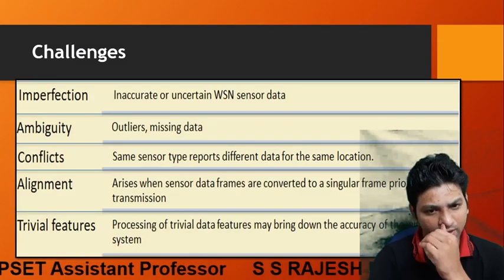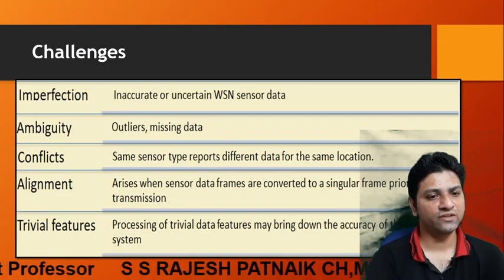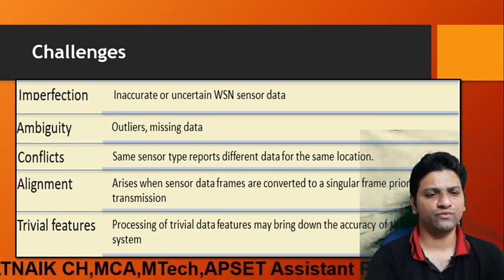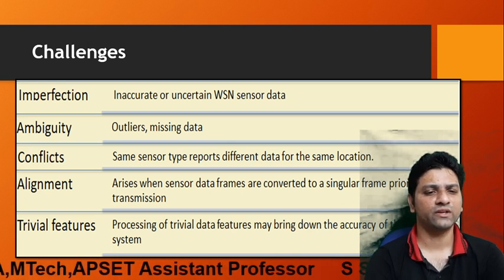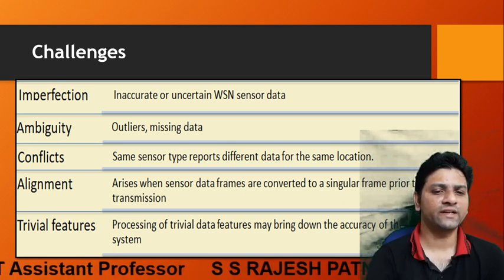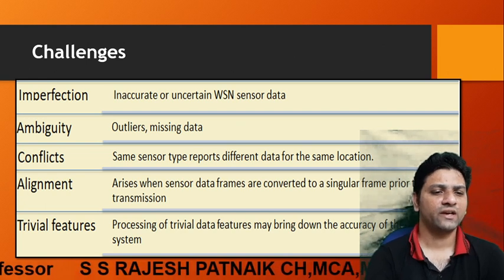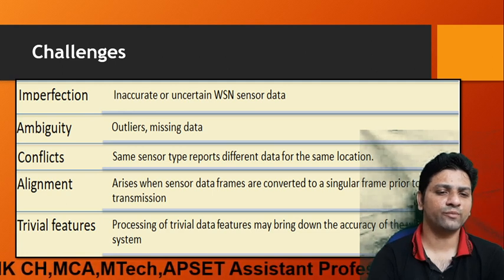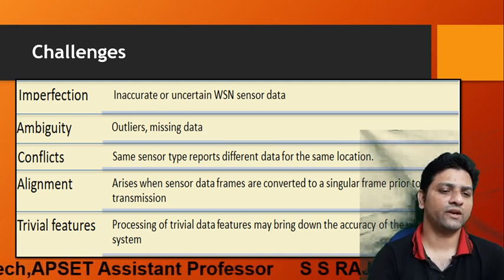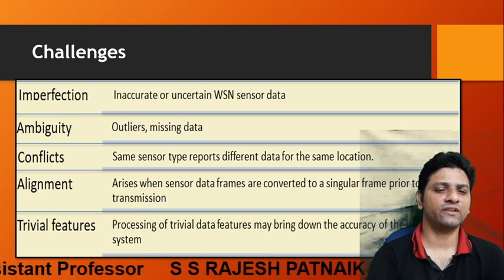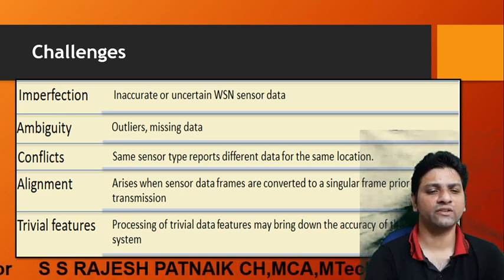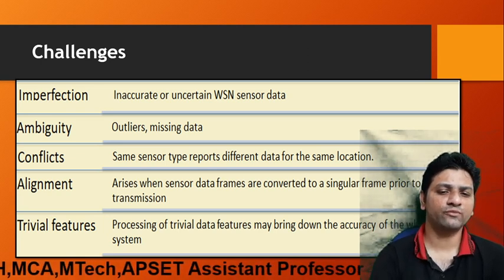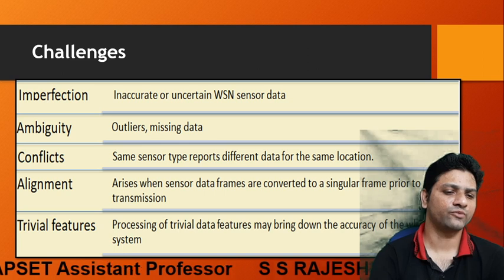And what are the challenges here in data fusion? Imperfection. That means sometimes, because lots of data is unwantedly stored, there is inaccuracy or uncertainty of WSN sensor data. Ambiguity. That means the same data is available in different places, or data is missing. Conflicts. The same sensor type reports different data in the same location. Alignment. That means sensor data frames are converted into a single frame prior to transmission.